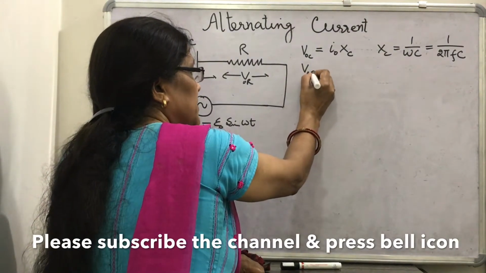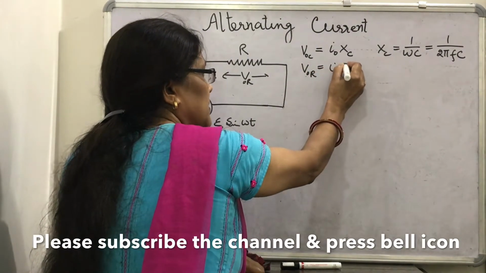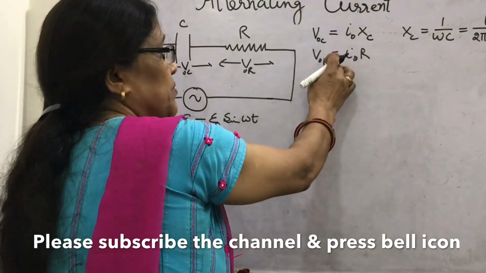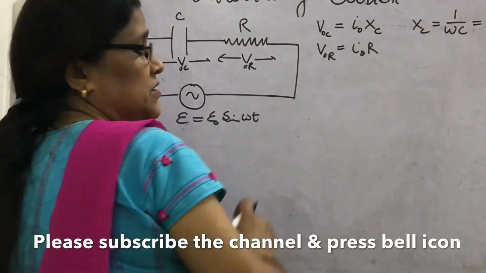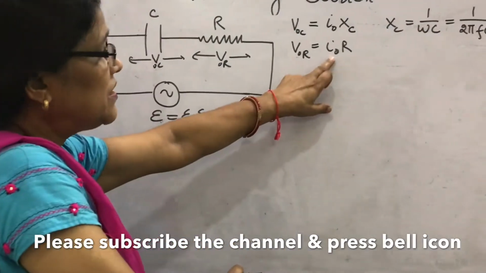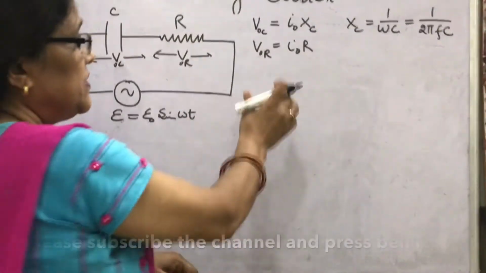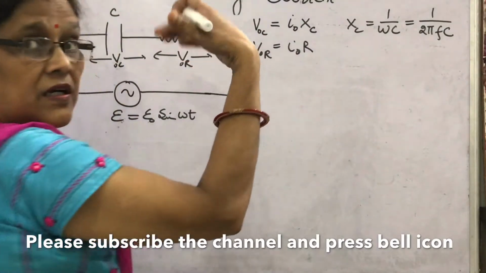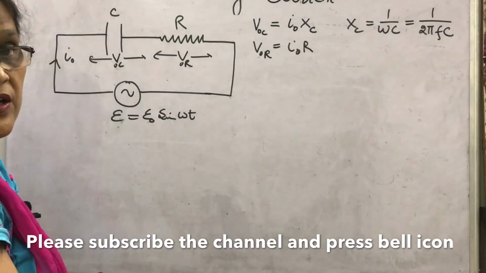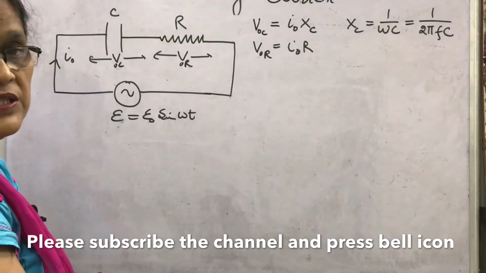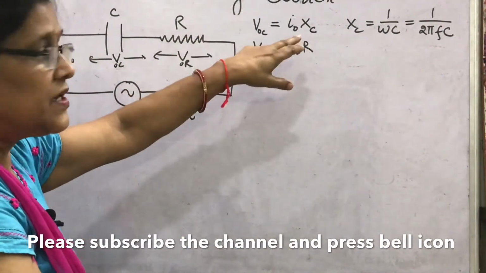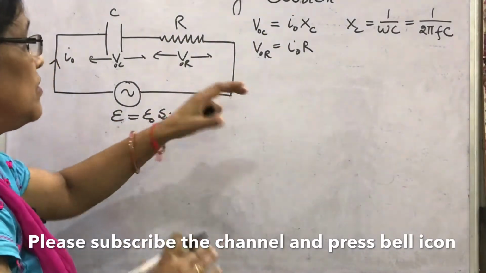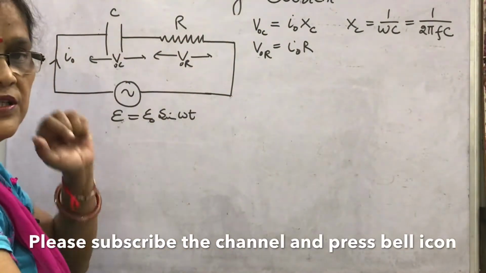The voltage developed across the resistor is simply I naught into R. We have seen separately in the purely capacitive and purely resistive circuits that in the resistor, voltage and current are in phase. What is the phase angle phi here? 0. In the capacitor, current leads the voltage by 90 degrees, or in other words, voltage lags behind the current by 90 degrees in a purely capacitive circuit. Today we are observing that both are connected in series.